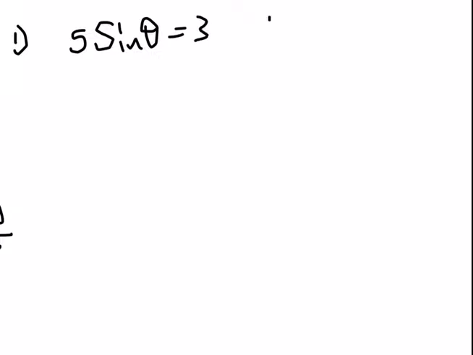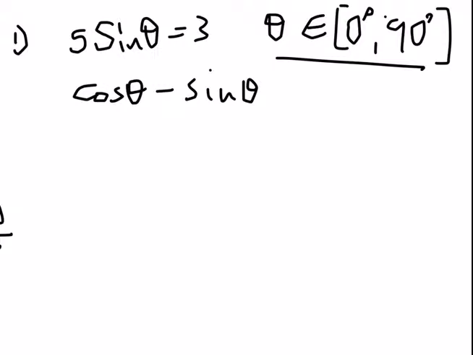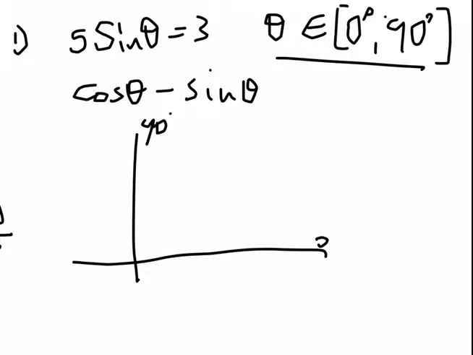Here I have an example where theta is an element of 0 and 90 degrees. Again, they say calculate without the use of a calculator and with the aid of a diagram. In this case, they want you to calculate cos theta minus sine theta. This alone already tells you that what you are dealing with is from 0 degrees to 90 degrees, so it is automatically the first quadrant. That one is an easy one.